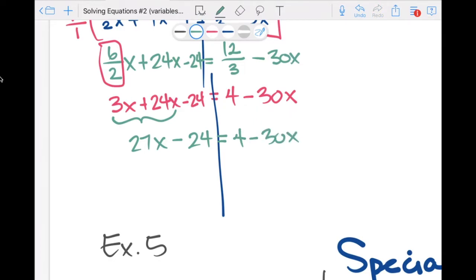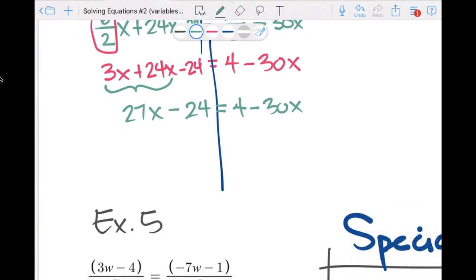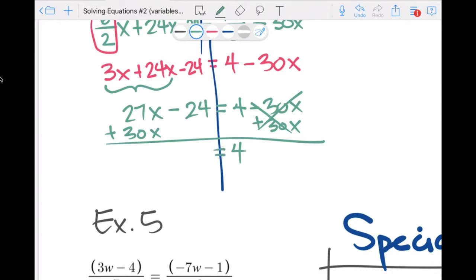minus 30x. Now, do we have variables on both sides of the equal sign? We do. So I'm going to go ahead and choose to add 30 to keep my variable terms positive. Whatever I do to one side, I do to the other. Negative 30 plus 30. That cancels out, so I end up with 4 left on the right. 27x plus 30x is 57x minus 24.